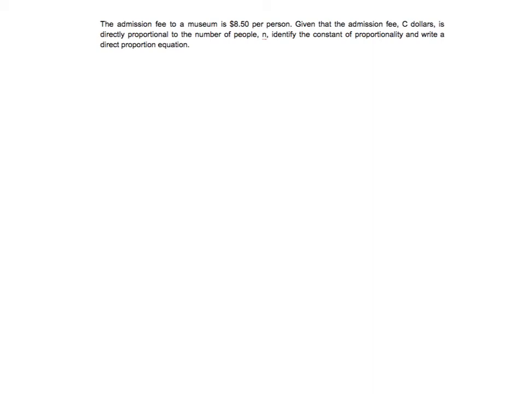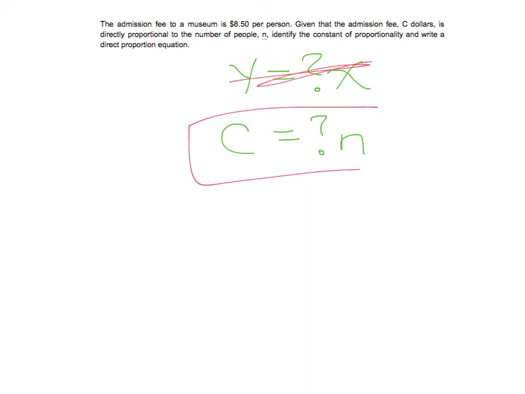All right, so this one says the admission fee to a museum is $8.50 per person. Given the admission fee, which is C dollars, is directly proportional to the number of people N, identify the constant of proportionality and write a direct proportion equation. Okay, so again, the generic one I always talked about was y equals question mark x. In our specific problem, though, we're not using y and x. We are going to be using C equals some number times N. So we don't want this one. We're going to use this one right here.